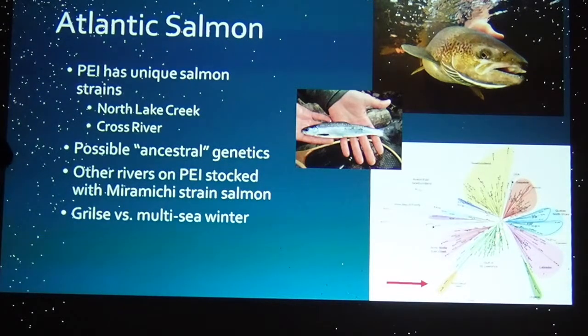They did this genetic analysis and found that PEI salmon are genetically distinct from other salmon within the Gulf of St. Lawrence. This light green blob here, all those lines within that light green area, are a bunch of different systems that feed into the Gulf of St. Lawrence, including the Miramichi, I think the Restigouche, and some other very famous systems. And here's PEI all the way up here. So there's something very interesting going on with the genetics of our salmon here.